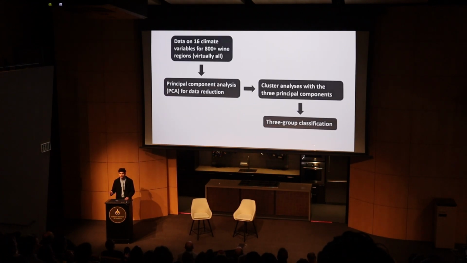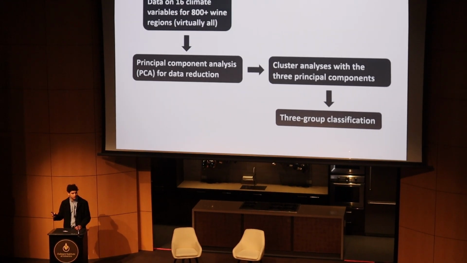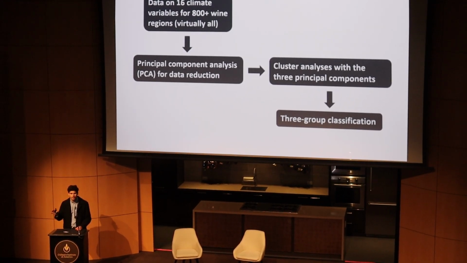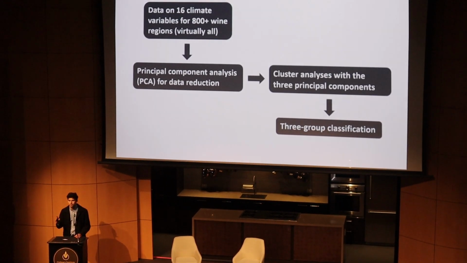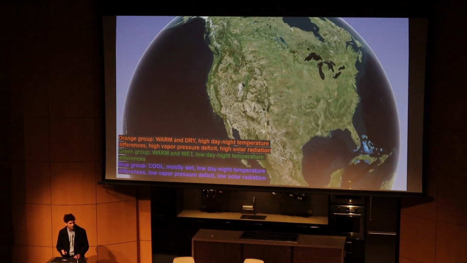What we did for this paper was to use data on 16 climate variables for basically all wine regions, more than 800. And we did principal component analysis, PCA, for data reduction, and then used the main components to cluster all these regions into three groups. And I will show you these three groups classification here in this slide.